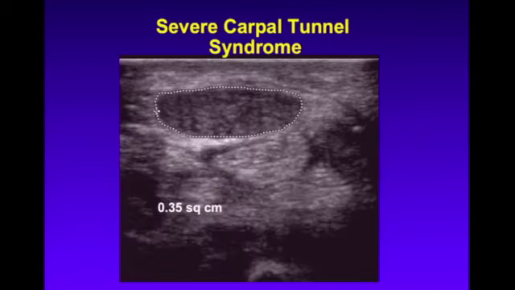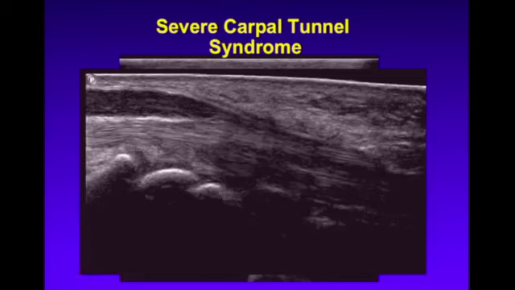This is an even more severe case with 0.35 square centimeters, just a quite huge median nerve. And if we look longitudinally on this one, we can actually see that the nerve gets so compressed under the transverse carpal ligament, we can hardly even see the nerve at all where the arrows are showing.